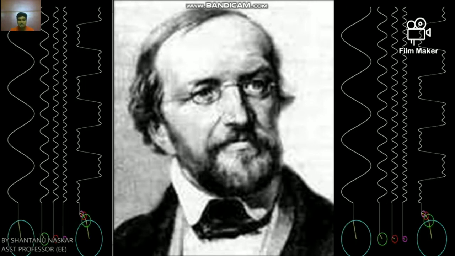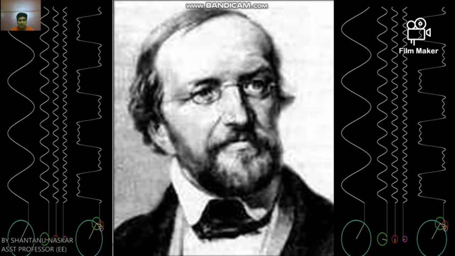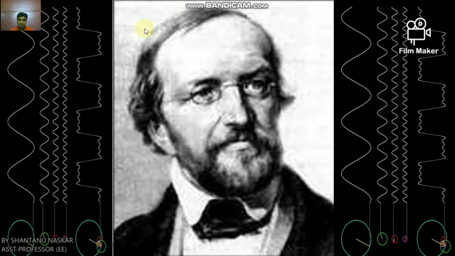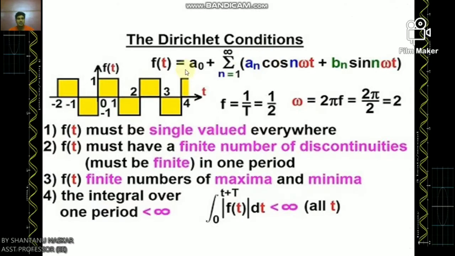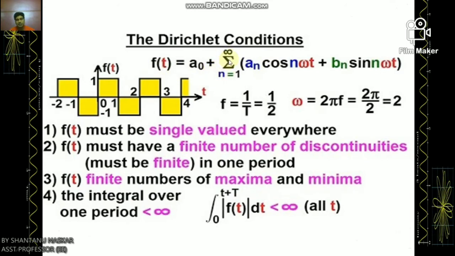So he is credited with being one of the first mathematicians to give the modern formal definition of function. So what is the Dirichlet condition? Same as f(t) = a0 + summation n = 1 to infinity of an cos n omega t + bn sin n omega t.